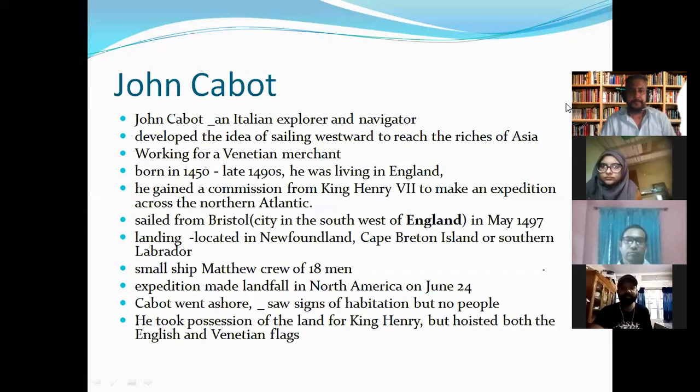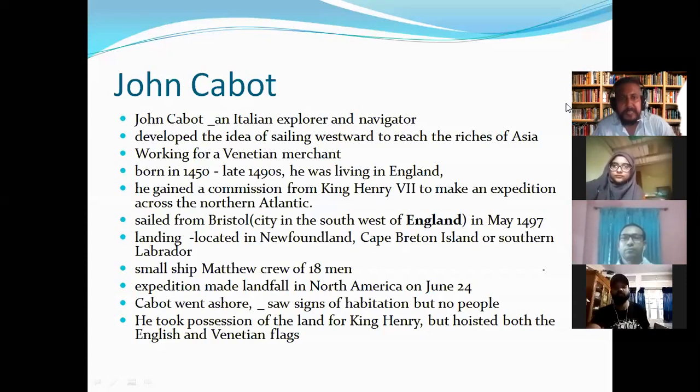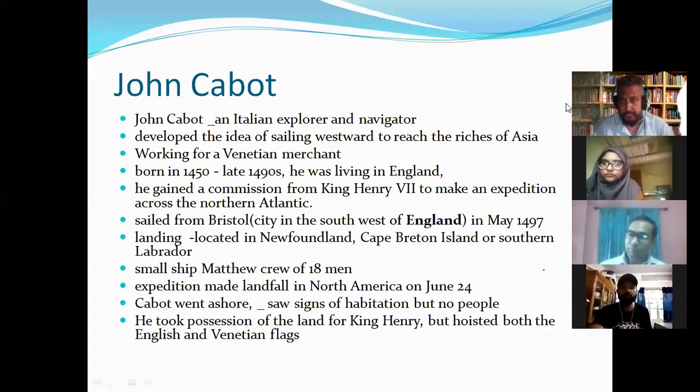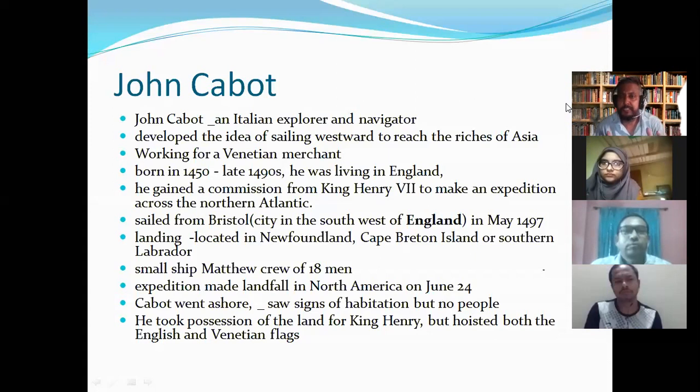Okay. So this man, John Cabot, gave an idea of sailing westward to reach Asia. For this reason, he started from Bristol, the southwestern city of England. John Cabot started from Bristol with 18 crew in his ship. That ship is called Matthew.